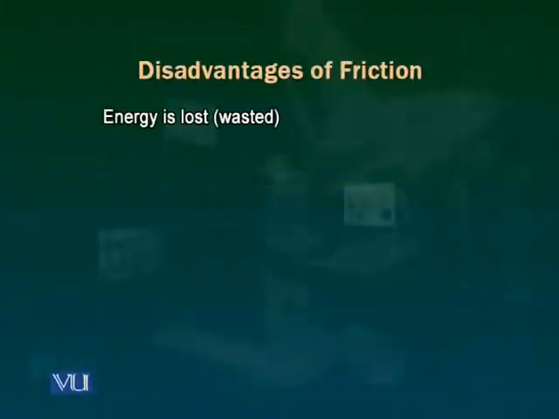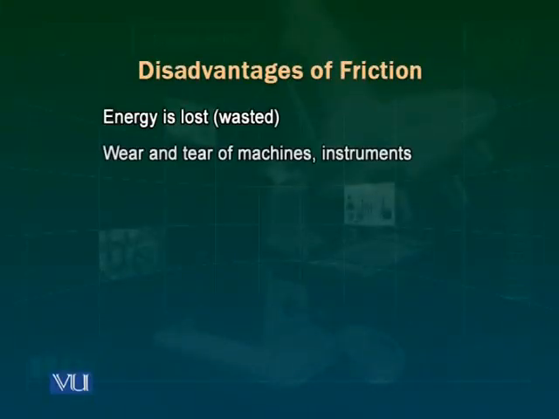Now, if a force moves a certain object a certain distance, then work is done. And if there is friction, the net amount of work which I'm doing is greater than that would be if there was no friction. Therefore, energy is lost. Machines wear and tear because of friction.